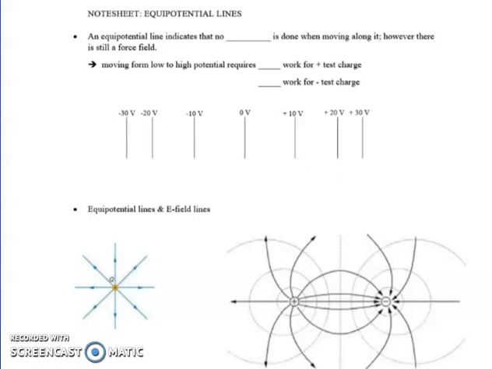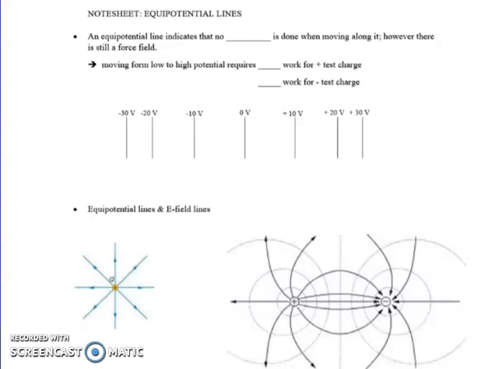All right, so an equipotential line, right? So you have two sets of lines that you can now put around a field or charges. You can put E-field lines, which indicate force. Equipotential lines indicate potential, which is related to energy.